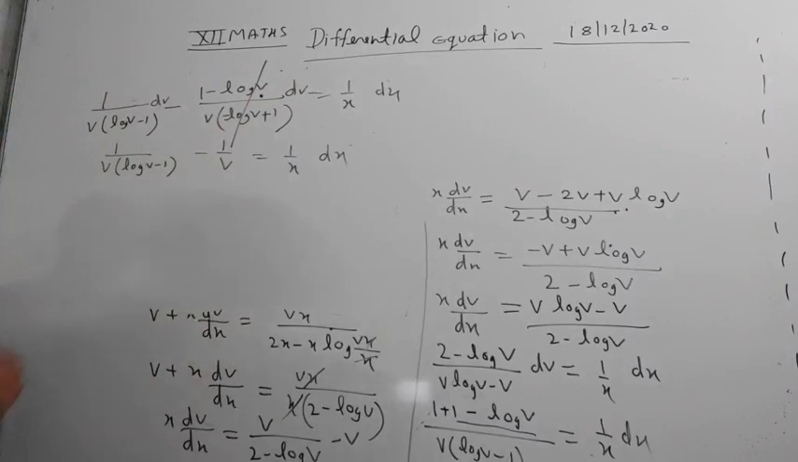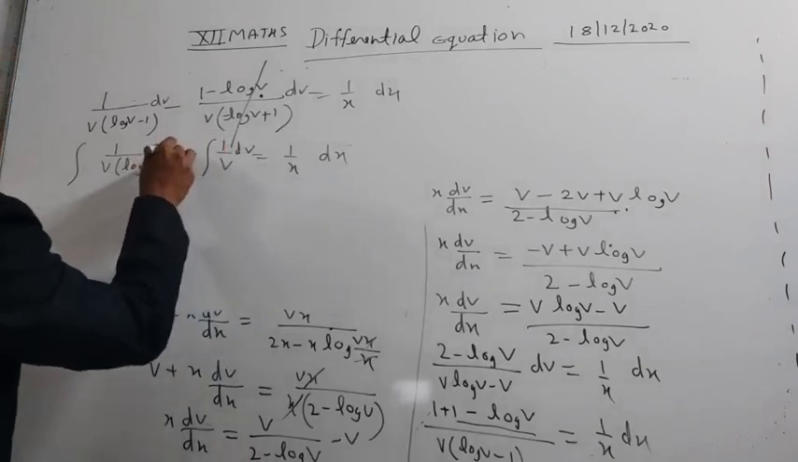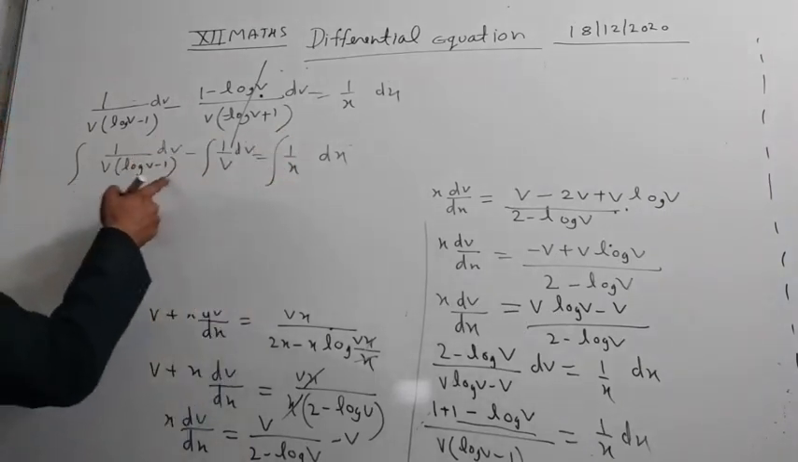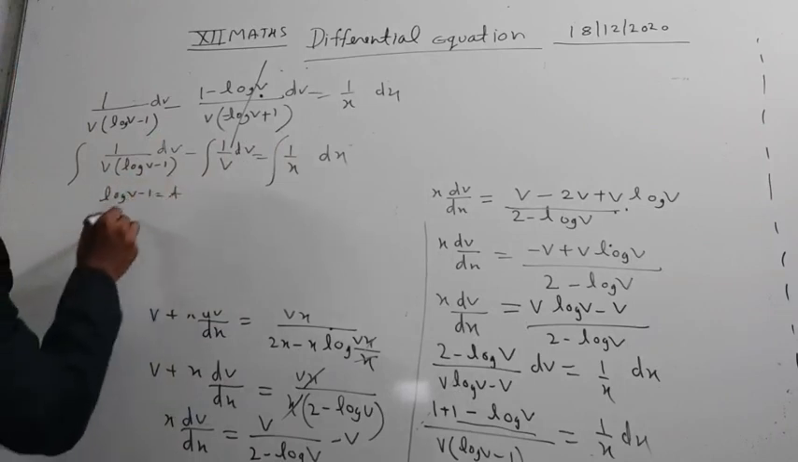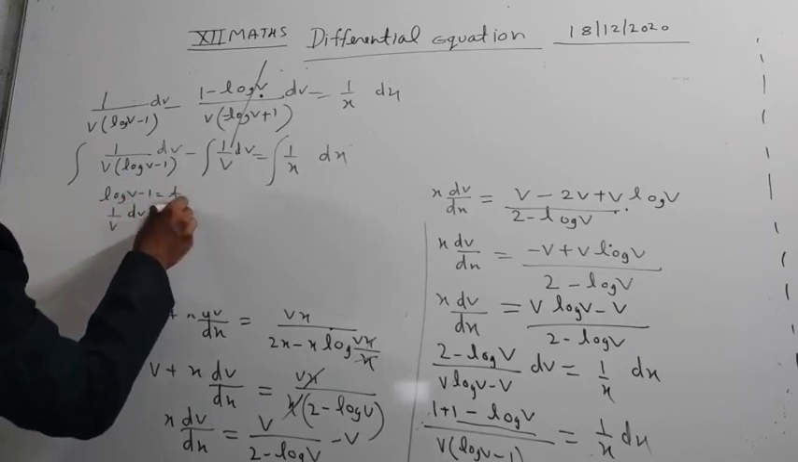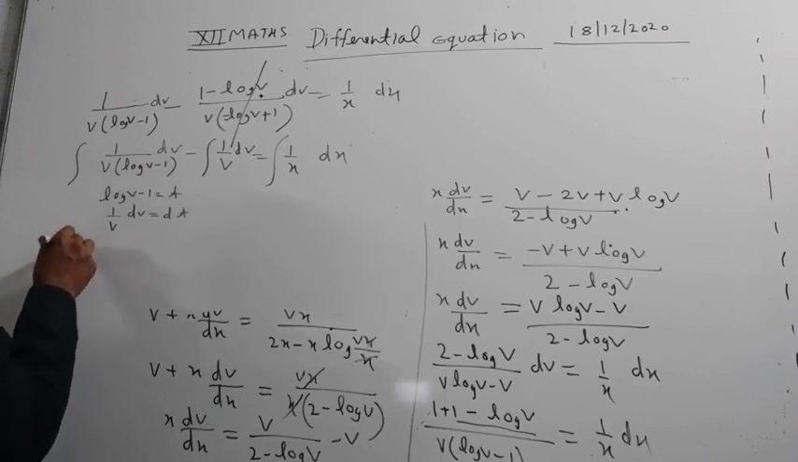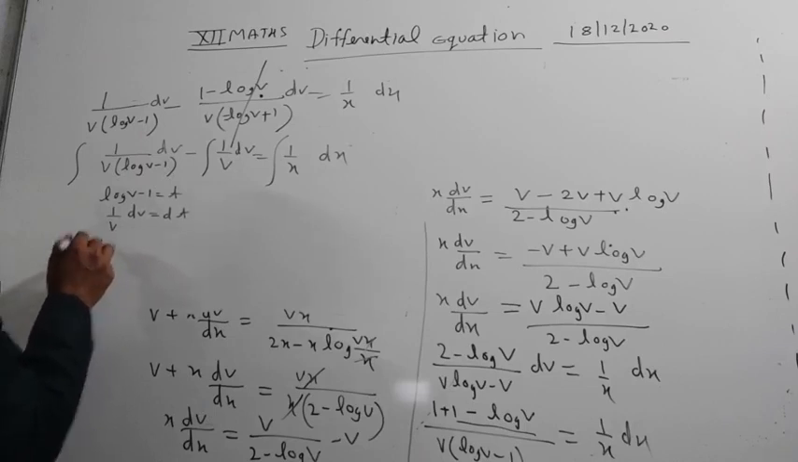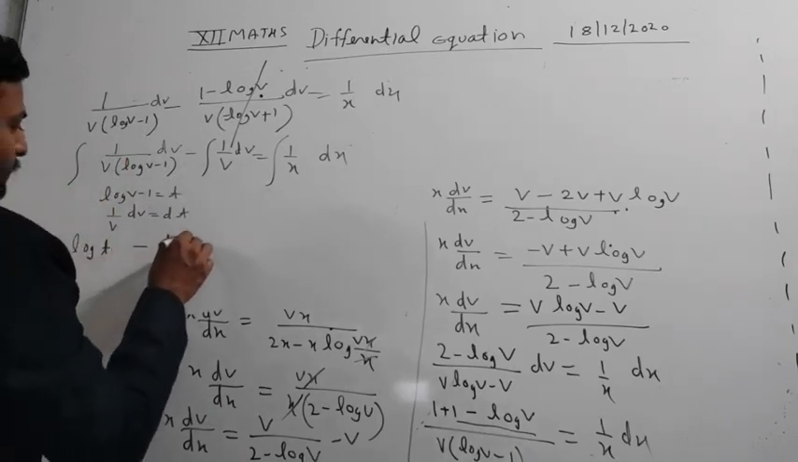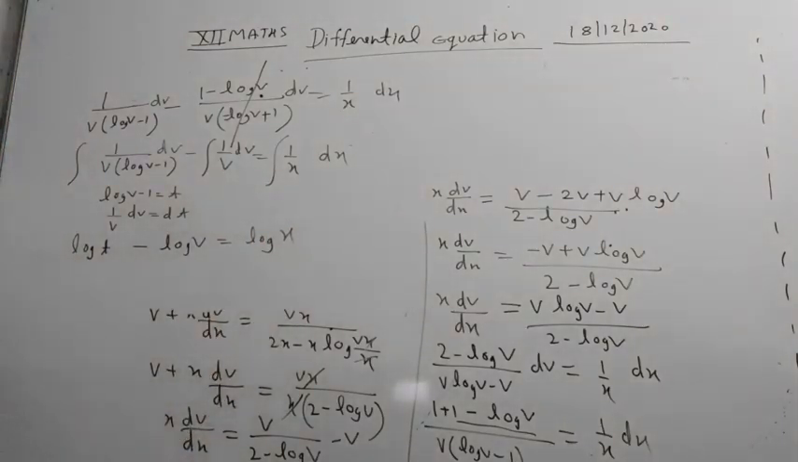Now integrating it, we use the sign of integration. We take log v minus 1 as t, so 1 by v dv is dt. So we can write 1 by t dt minus 1 by v dv, so log of t minus log of v is equal to log of x plus log of c.